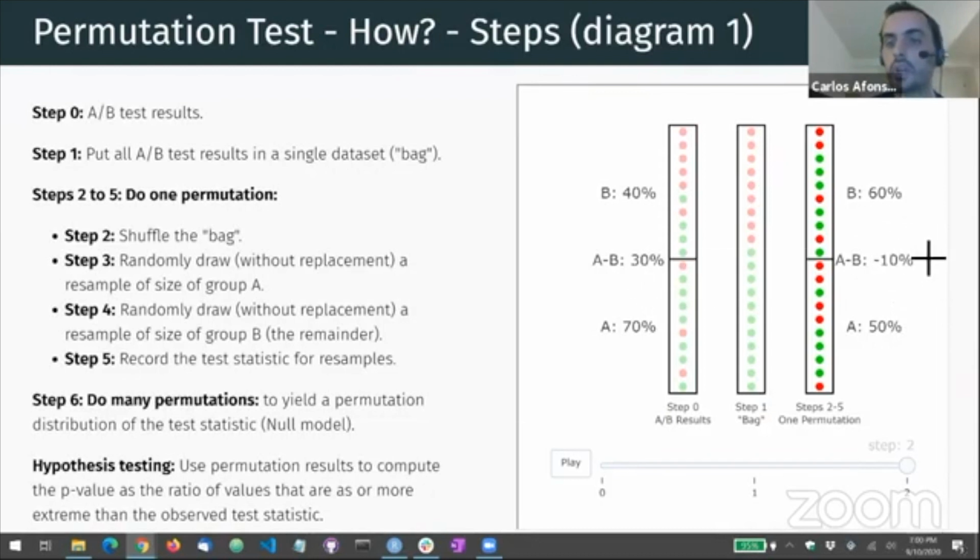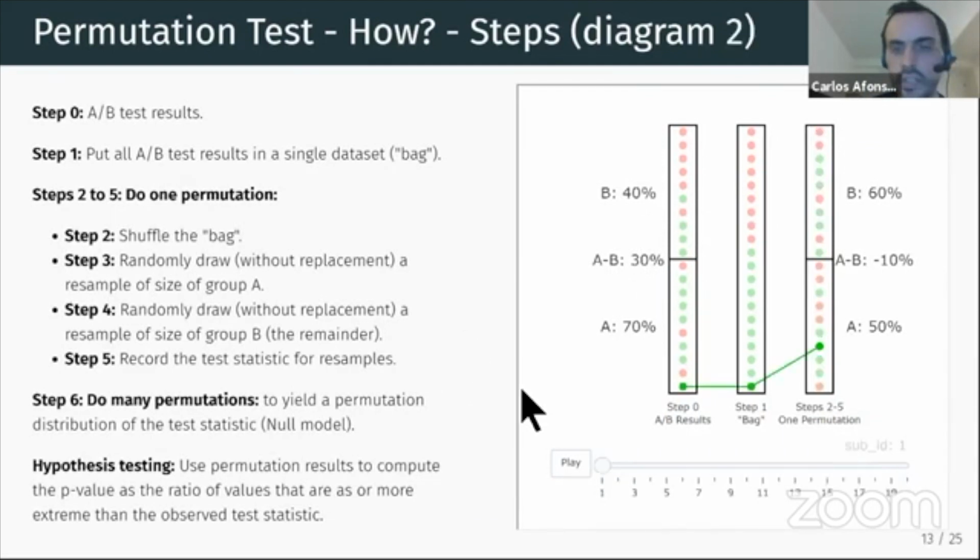In the end, we're going to compare our observed value of 30% with all those many values and see how extreme this 30% is compared with all those many values that we can get through permutations. If this one is very extreme compared with all the others, then we can say there's a real difference between A and B. If this is not very extreme, if it is within the random variation of all the many values we get here, then we have to retain the null hypothesis and say there's no real difference between A and B. Okay.